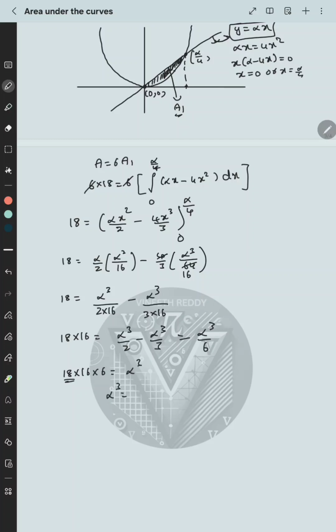अच्छा, अल्फा क्यूब, 18 को हम लिख सकते हैं 3 square into 2 प्राइम फैक्टर्स में. 16 को हम लिख सकते हैं 2 power 4 एंड 6 को हम लिख सकते हैं 2 into 3. अल्टीमेटली वी हैव 3 cube into 2 power 6. That means alpha should be 3 raised to the power 1 into 2 raised to the power 2. That means 3 into 4 which is 12.